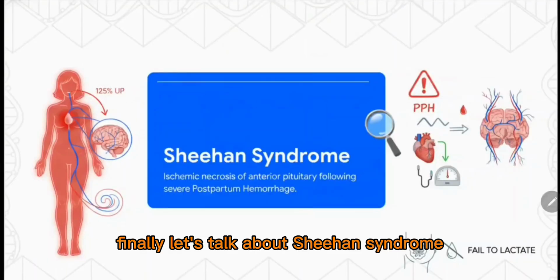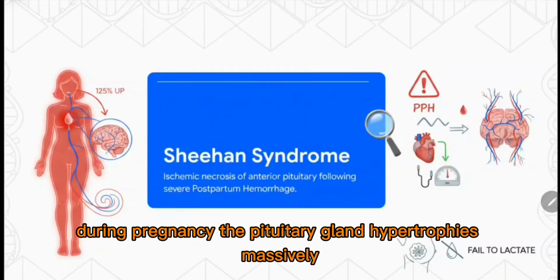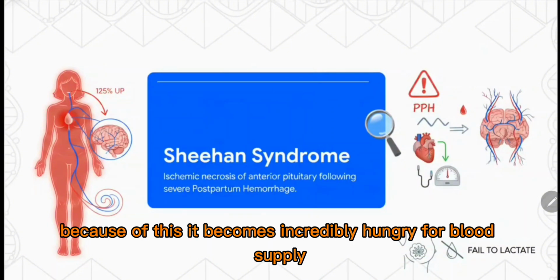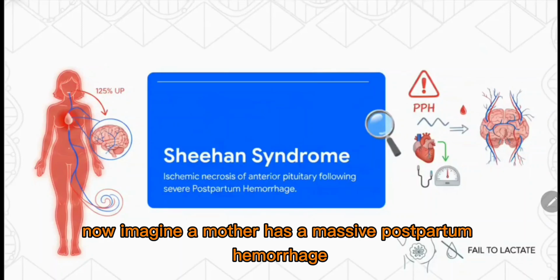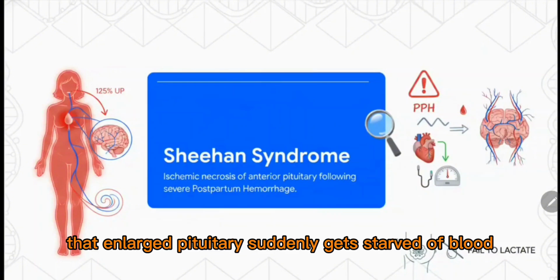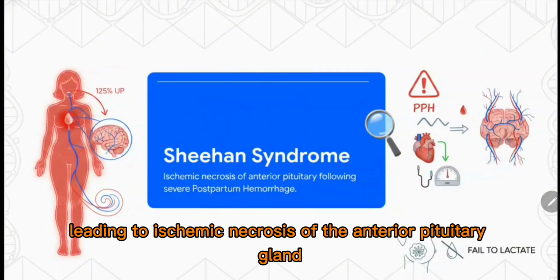Finally, let's talk about Sheehan syndrome. During pregnancy, the pituitary gland hypertrophies massively, increasing its size by 125%. Because of this, it becomes incredibly hungry for blood supply. Now imagine a mother has a massive postpartum hemorrhage, or PPH. Her blood pressure crashes. That enlarged pituitary suddenly gets starved of blood, leading to ischemic necrosis of the anterior pituitary gland.